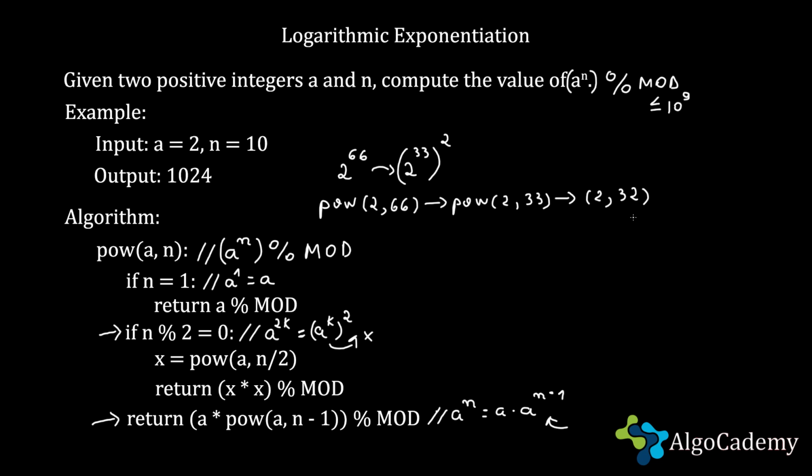Then, because 32 is even, the next function call is 2 and 16. The next function call 2 and 8, and you got the idea. So my point here is that this second argument, the n, sometimes gets divided by 2, sometimes gets decreased, until it reaches the value of 1, in which case we just return a modulo mod. We don't call the function again. So that's the stopping point, right?